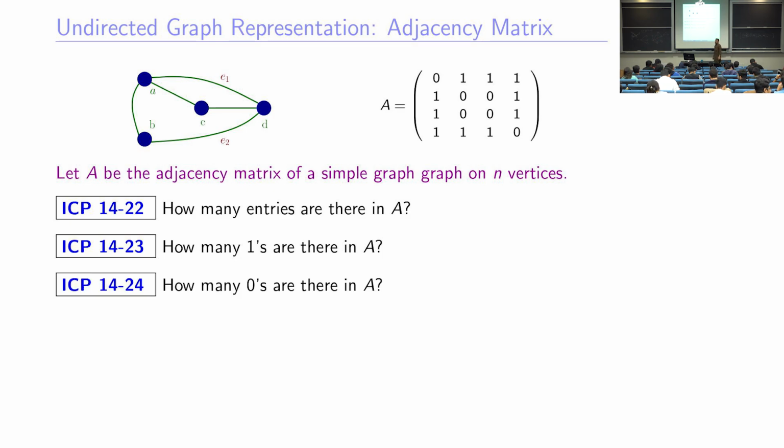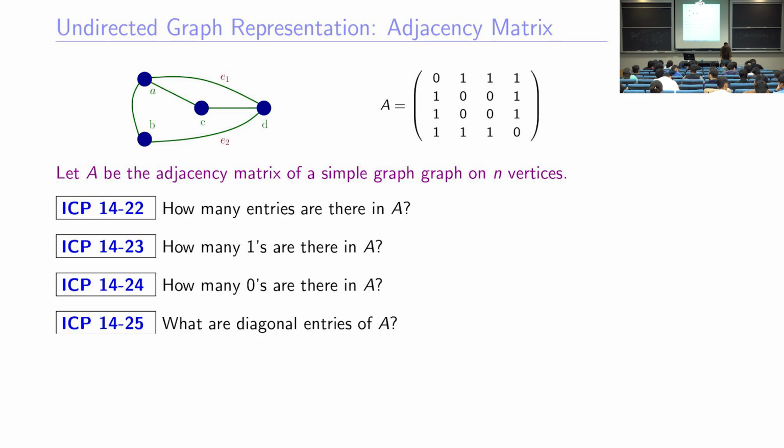How many zeros will be there in the matrix? N cross n minus 2 times the number of edges. Yeah. So if the graph has k edges, the size of the graph is k, then it will be n squared minus 2k, right? It's exactly the same question. By the complement principle, the zeros will be n squared minus 2k, right?